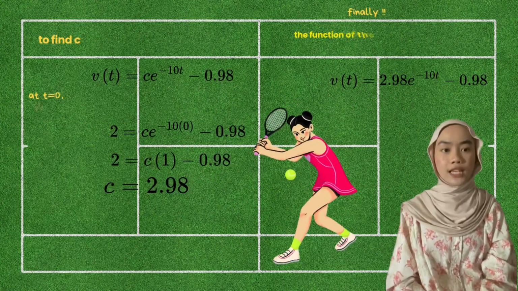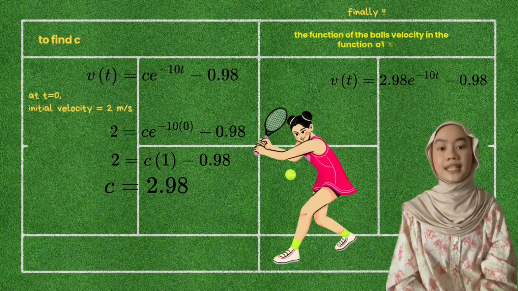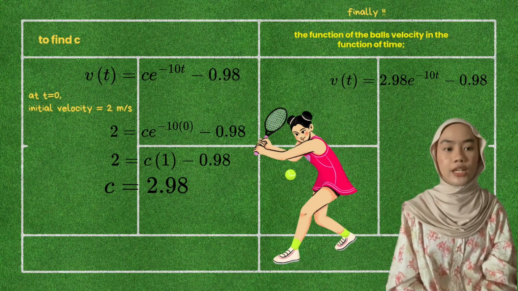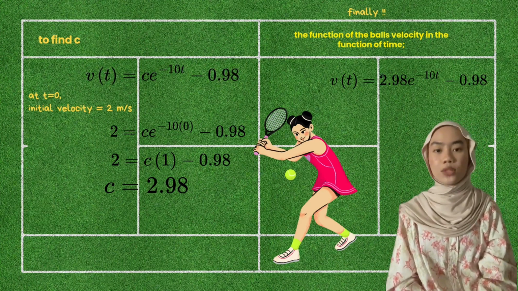Furthermore, to find the value of c, we need to substitute t equal to 0 and initial velocity 2 meters per second into the equation. We substitute and we solve and we'll get c equal to 2.98.